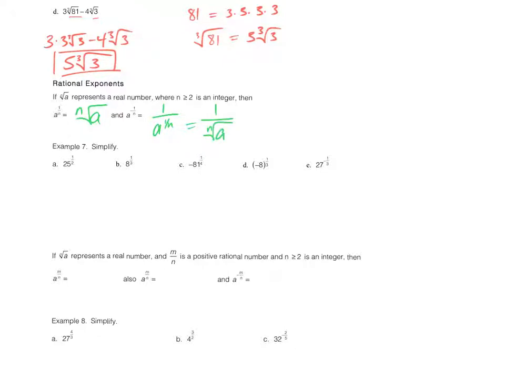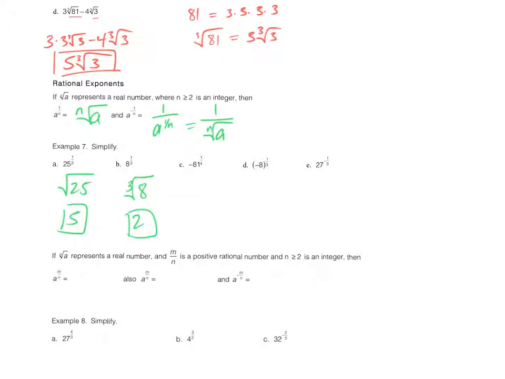Now we're going to use this property to simplify some expressions. So 25 to the 1/2 is the second root, or just the square root of 25, which I can simplify to be 5. 8 to the 1/3 is the third, or the cube root of 8, which is 2.